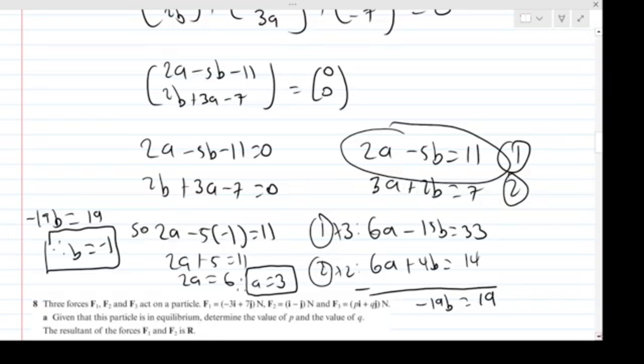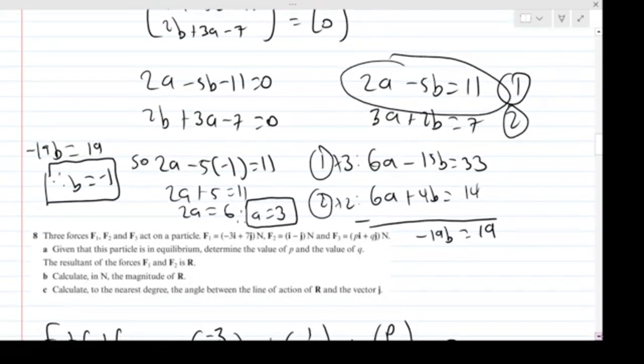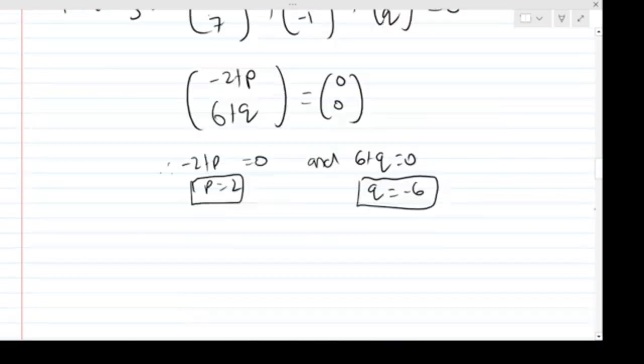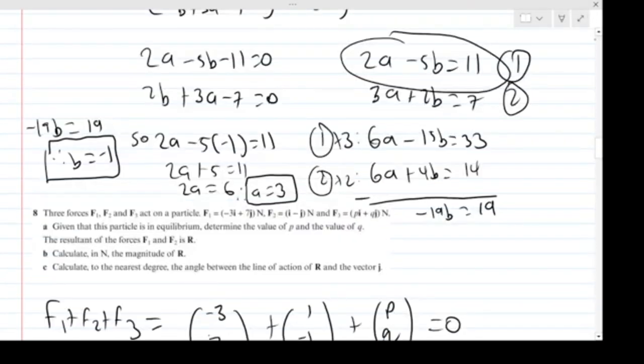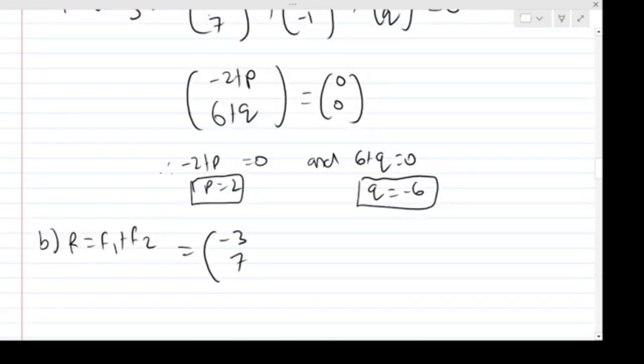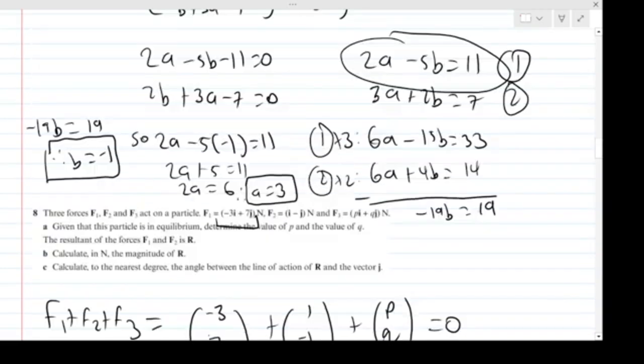Then we're told the resultant of the forces F1 and F2, so only the first two forces, not all three of them, the resultant of those two is this R vector. So R is going to be F1 and F2, which is, well, F1 is minus 3i plus 7j, so minus 3 and 7, and F2 was i minus j, so it's going to be 1 and minus 1.